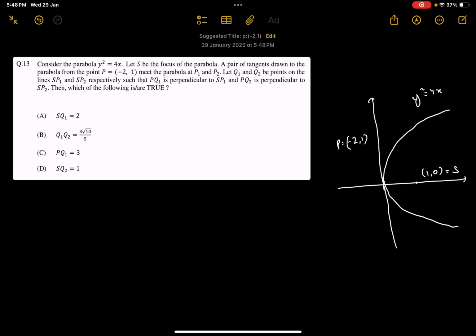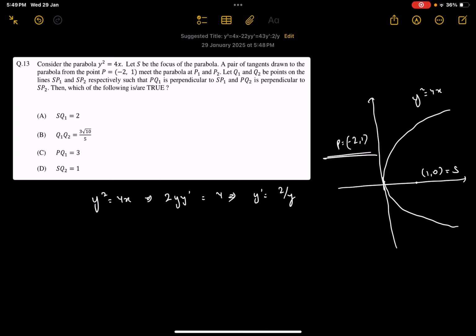Now we'll start with the tangents to the parabola from the point P. So recall that if y squared is 4x, we get 2yy' equals 4, by differentiating, which gives us y' equals 2 by y. That gives us the equation of the tangent at the point (x, y).